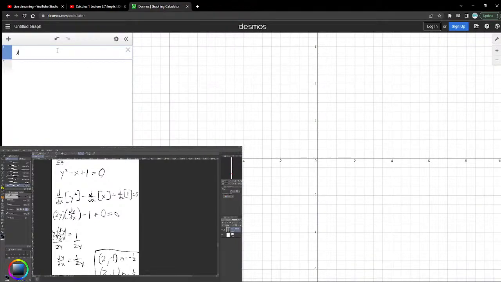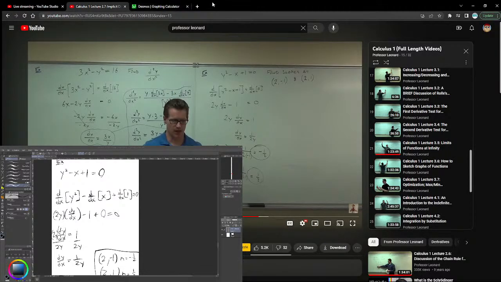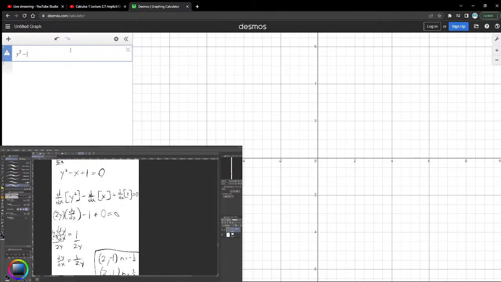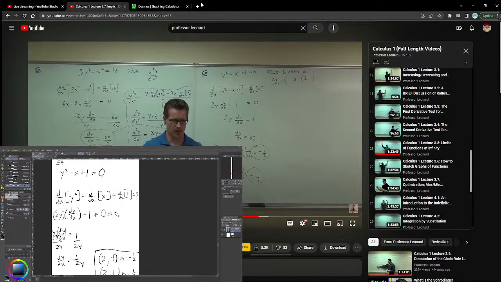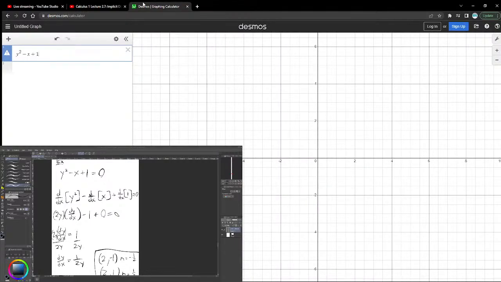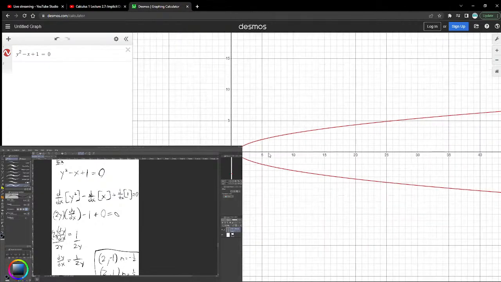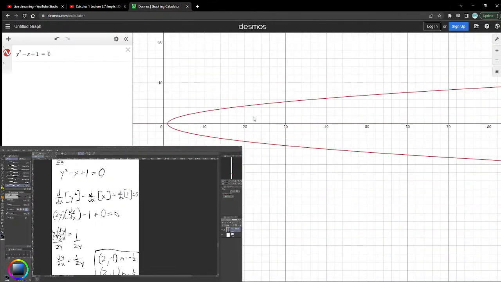y squared minus x plus 1 equals 0. Yeah, definitely not a function.